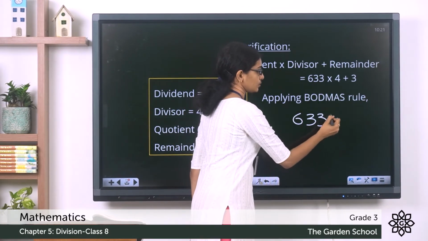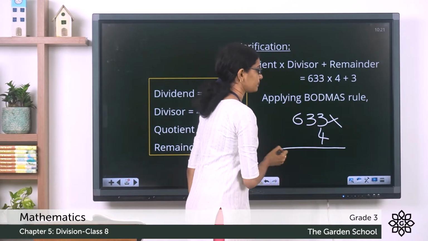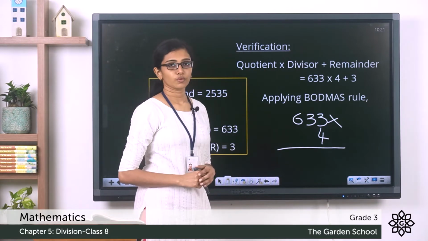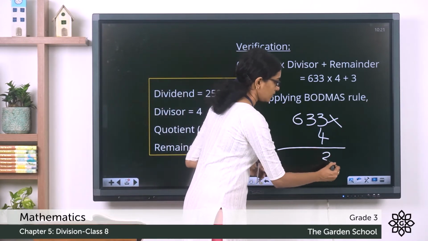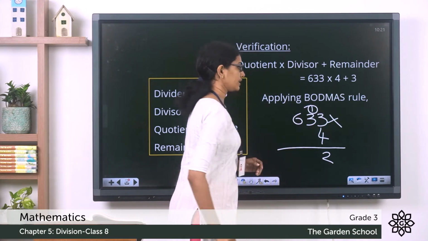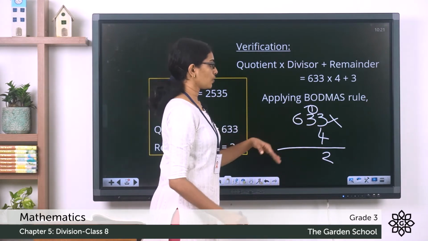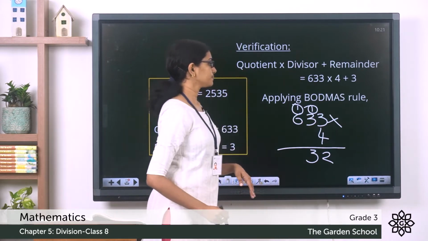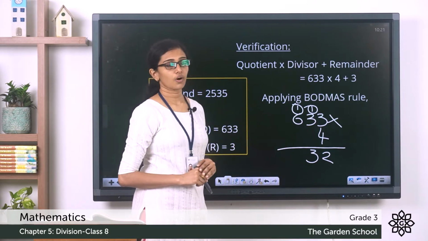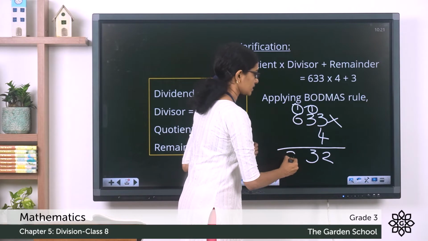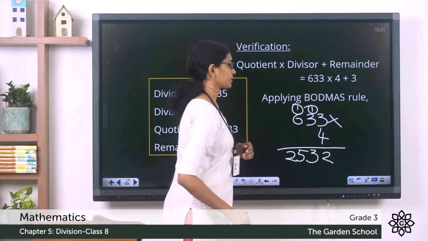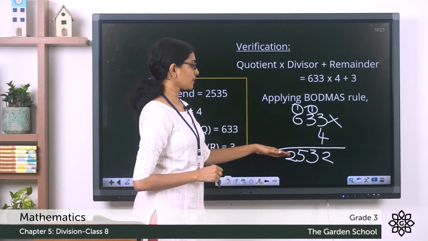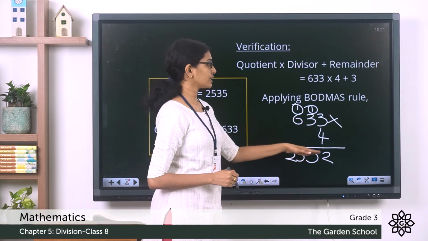633 into 4. 3 into 4 or 4 3s are 12. You have a carryover 1 here. 3 into 4 or 4 into 3 is 12 plus 1, 13. Again a carryover. Now 6 4s are 24 plus 1, it is 25. So right now you got the product 2532.